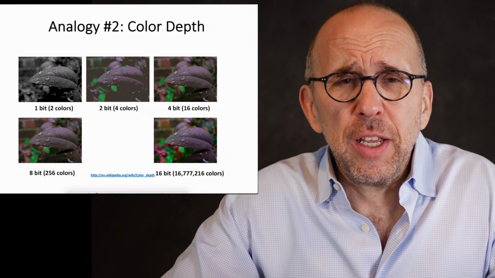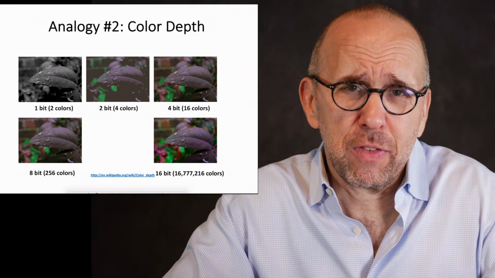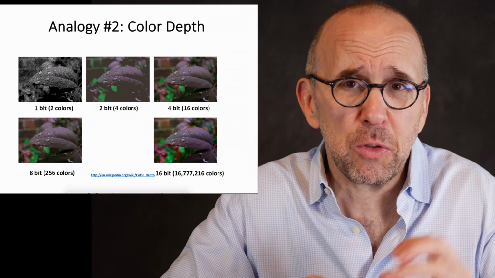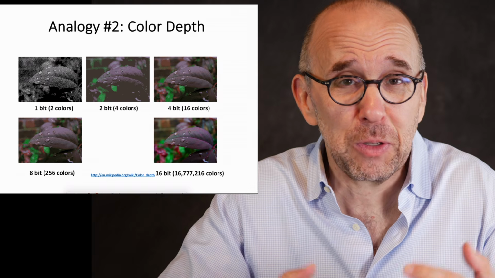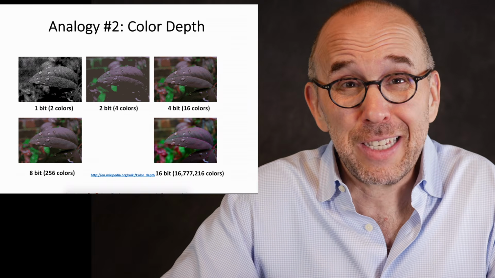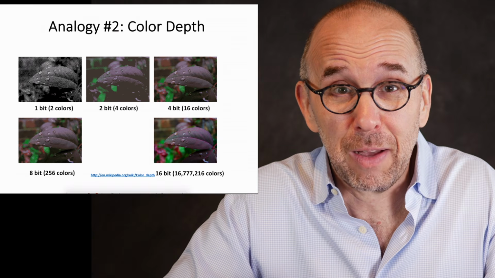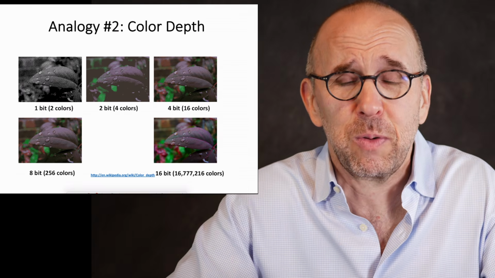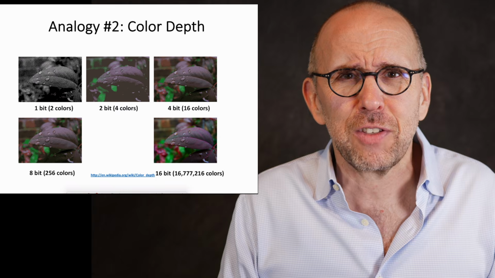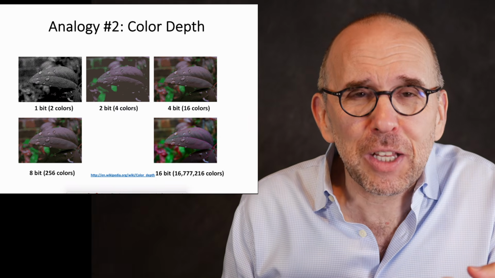Here's another analogy: color depth. Color depth refers to how many bits of color we can represent in an image. So in the upper left of this image, you see 1 bit, 0 or 1, black or white. There's only 2 colors represented in this image. But down on the lower right, you have 16 bits, or 2 to the 16th power, possible colors being represented. That's more than 16 million different colors that can be represented in this image. And obviously the image on the lower right is much clearer than the image on the upper left.